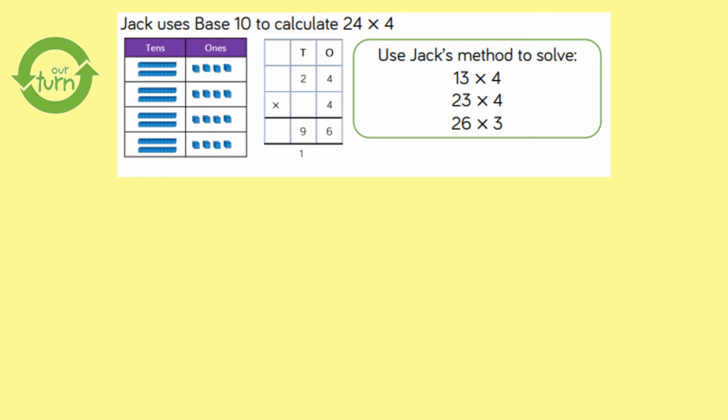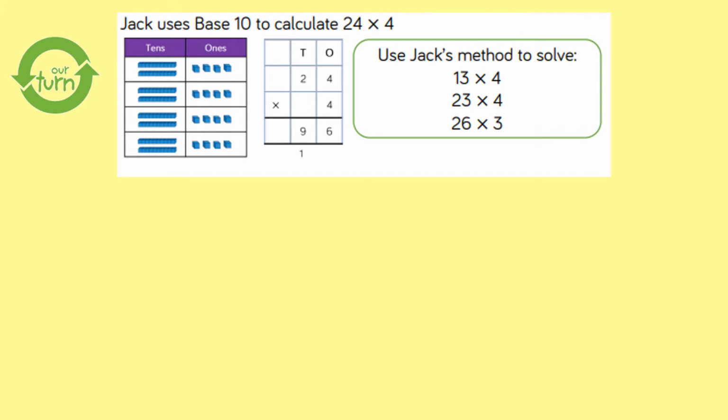It says Jack uses base 10 to calculate 24 times 4. So we can see here that Jack has split up 24 into 2 lots of 10 and 4 lots of 1s. And then he has written it out 4 times. Now this is how you can draw it if you want to visualize what's actually happening when you're doing your timesing. So you can see what he's done in where he's written out his question. He's written 24 and then he's written times 4.